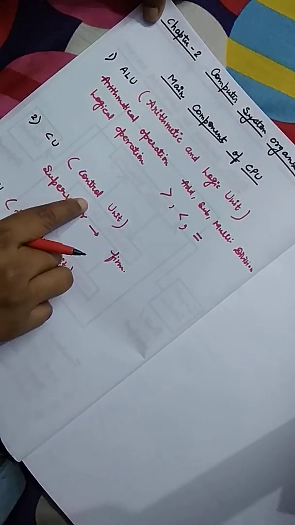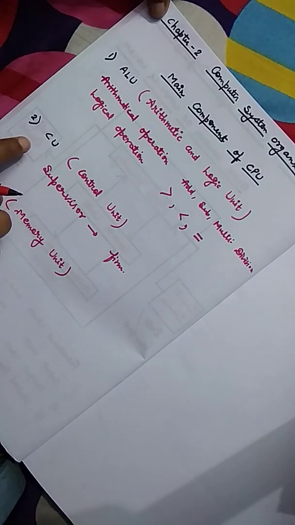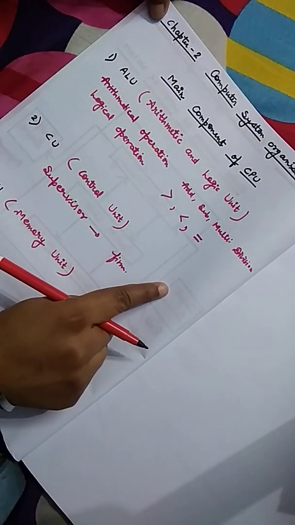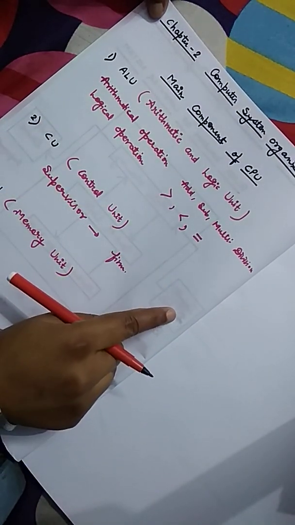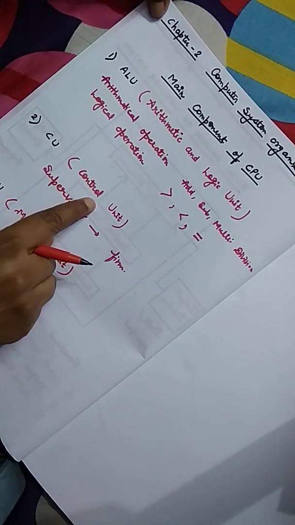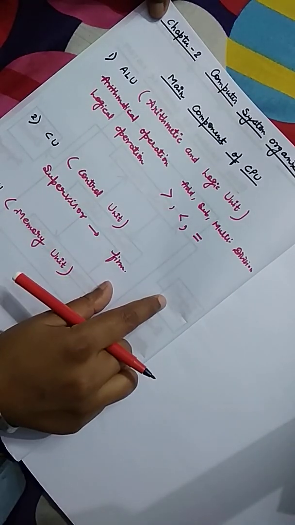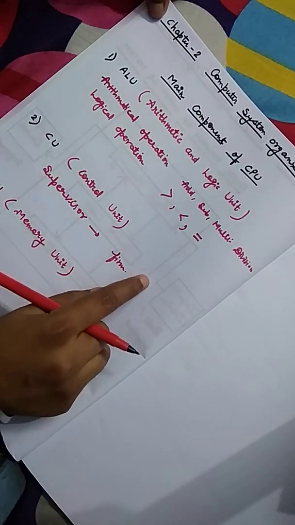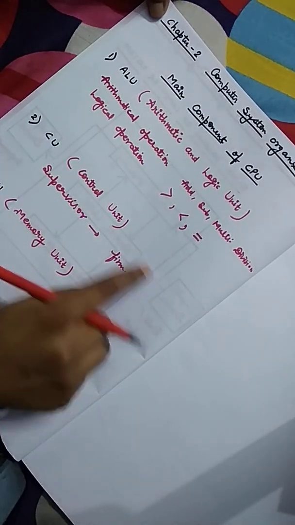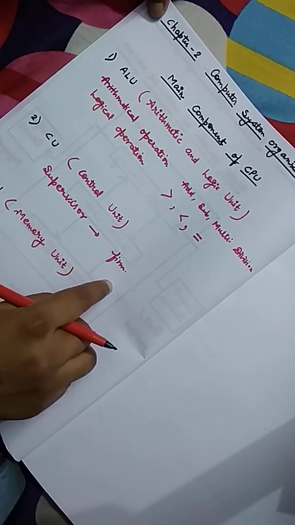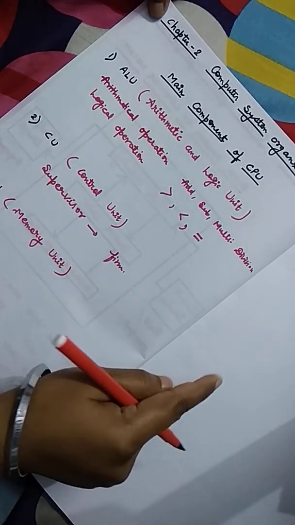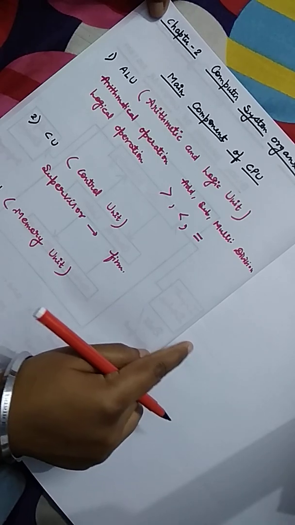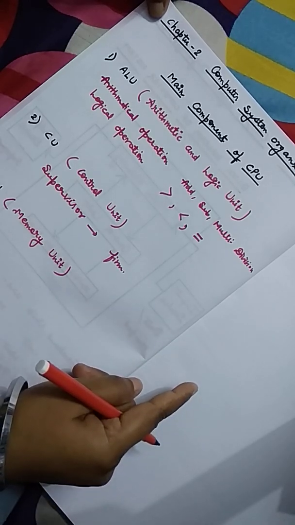So just like this, if the user inputs any data from an input device, then the control unit sees that, according to the user's instruction, it performs all operations where the data goes for processing, and then through the output device the user gets the result.